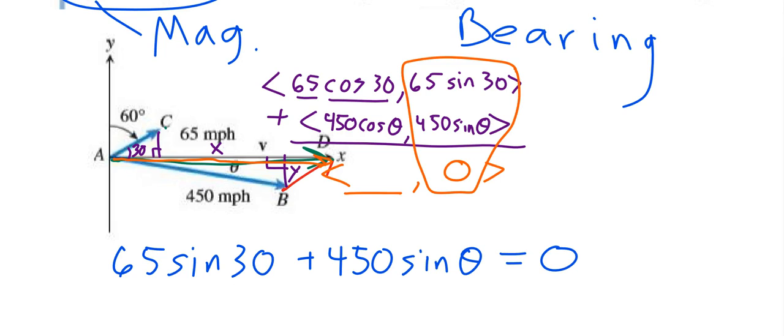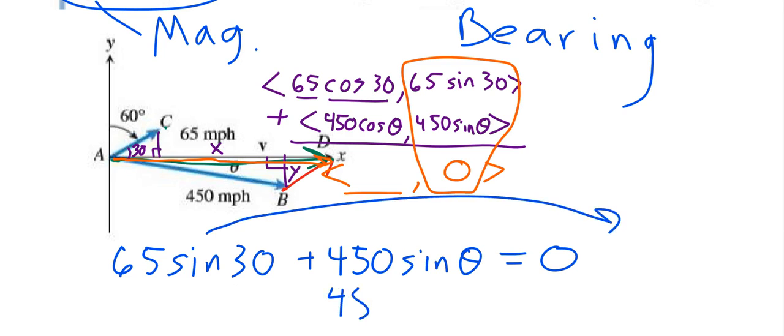Okay, so 65 sine 30. What you got there? 65 sine 30. 32 and a half. That's right, because the sine of 30 is 1/2. That's nice. Okay. So if I put that 32 and a half on the other side, that would be 450 sine theta equals negative 32.5. Then what? Yeah, let's do some division. Divide by 450.